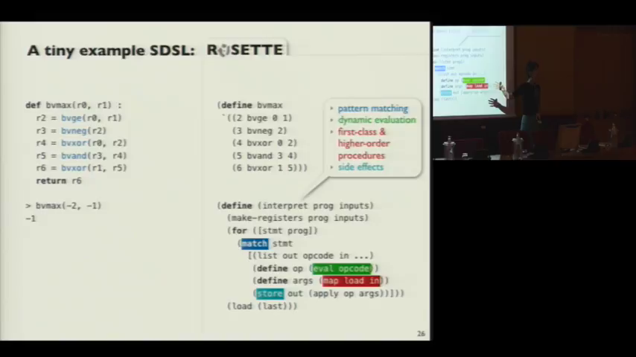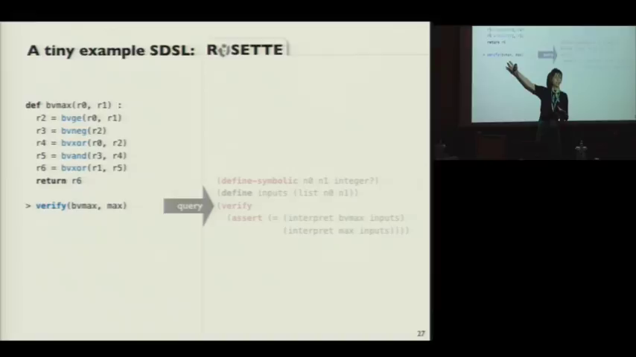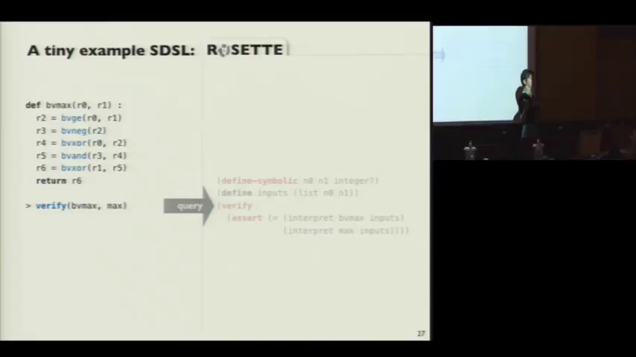But before I tell you how this is actually done, let me quickly show you how you use Rosette to implement these tools. The first tool that I'm going to show is verification. So how you implement verification for our language BV. The interface is very simple. It takes as input an implementation and a specification, so a reference implementation. I'm not showing you what max looks like on the slide, but you can imagine that it's the obvious implementation of max that uses a conditional, right?